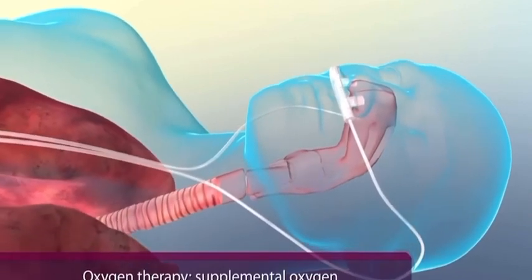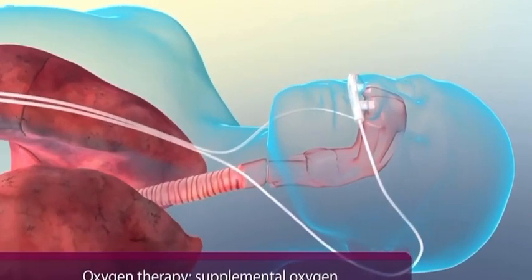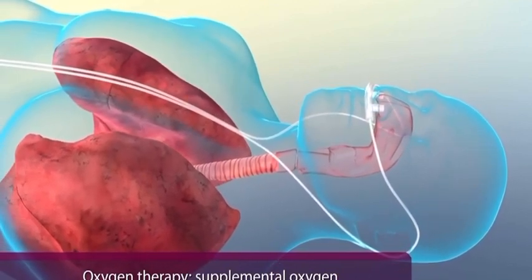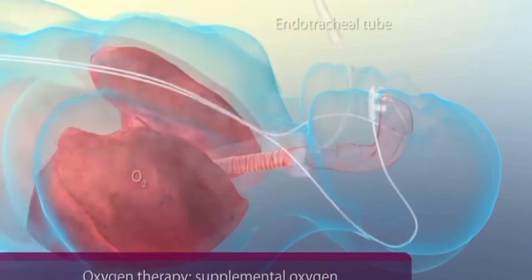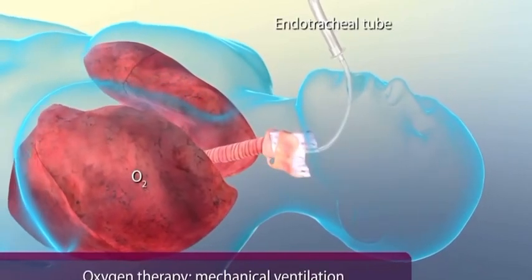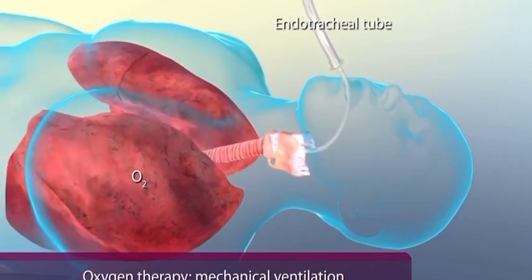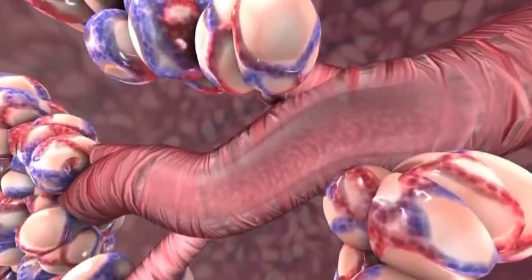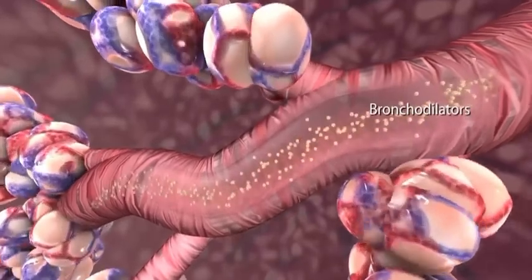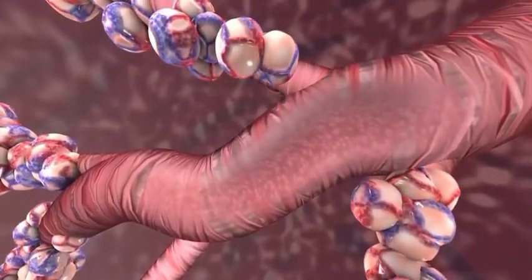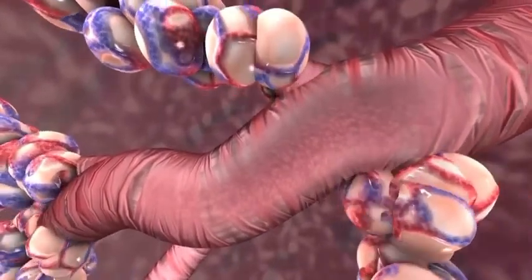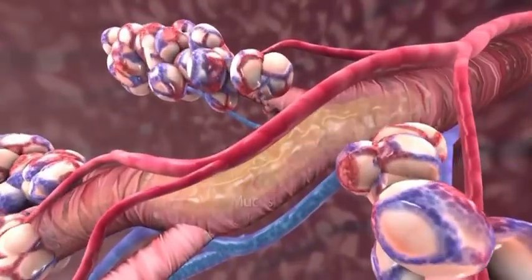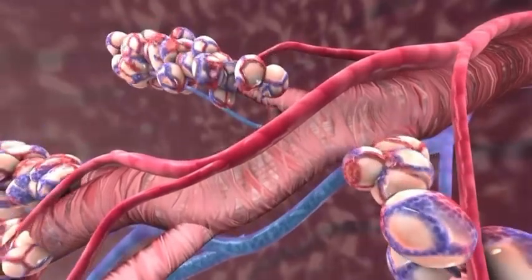Common treatments for respiratory failure include oxygen therapy via supplemental oxygen or mechanical ventilation. Other common treatments include medications such as bronchodilators and steroids, which reduce airflow resistance, and antibiotics, which kill bacteria causing bronchitis and other infections.